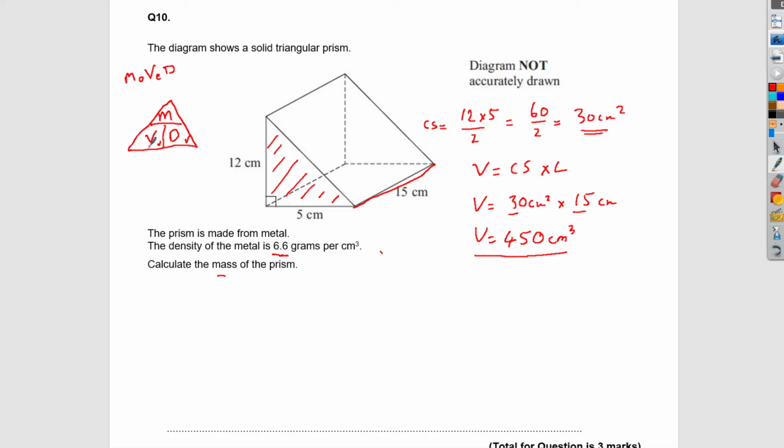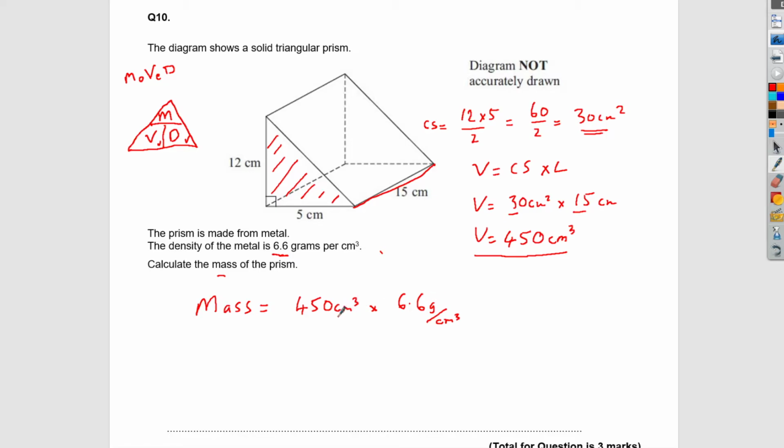So now we've worked out the volume. If I cover up the mass, mass is going to equal the volume, which is 450 centimeter cubed, times the density, which is given in the question, which is 6.6 grams per centimeter cube. So that means that each centimeter cube has a weight of 6.6 grams.